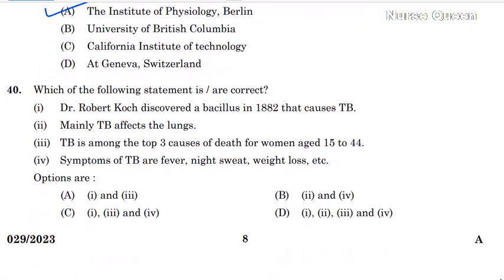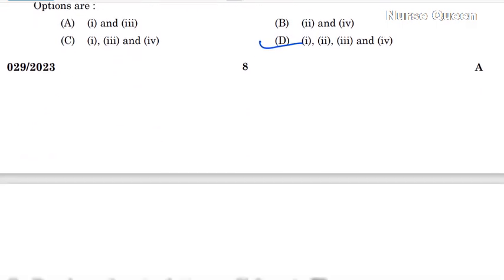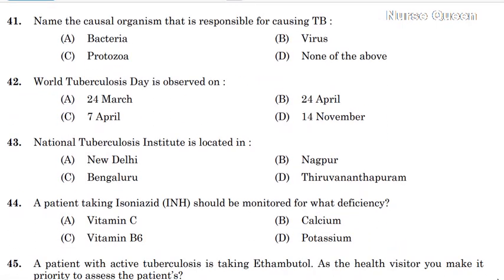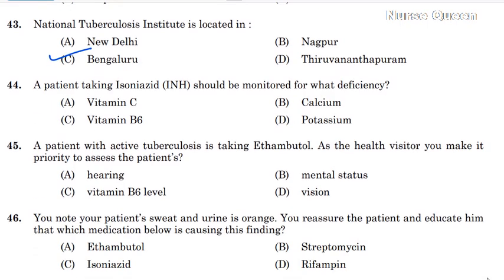Which of the following statements is or are correct? All the options are correct. 1, 2, 3, and 4. Option D is correct. Next question. Name the causal organism that is responsible for causing TB. That is bacteria. World Tuberculosis Day. Option A, 24 March. National Tuberculosis Institute located in Bangalore.